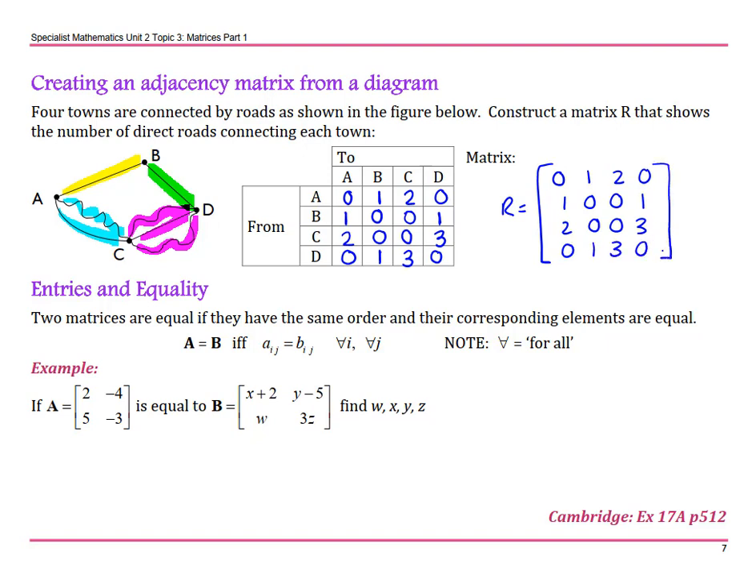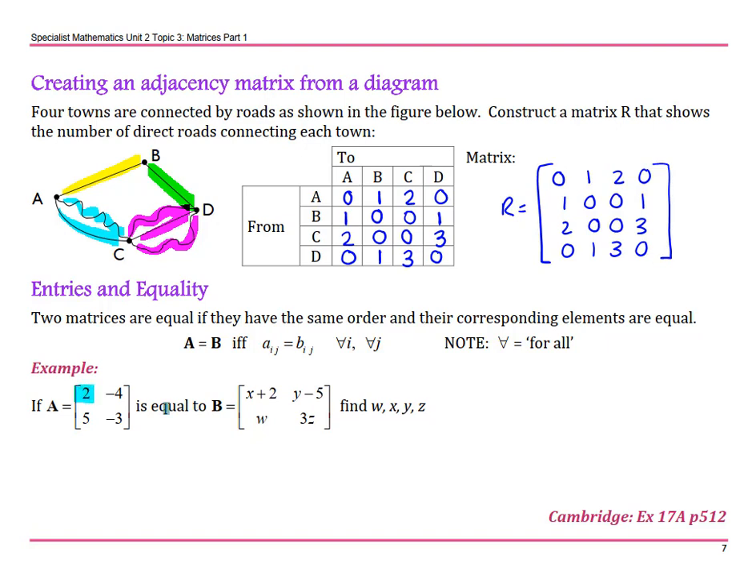Now, entries and equality. 2 matrices are equal if and only if they have the same order and their corresponding elements are equal. So matrix A equals matrix B if and only if Aij equals Bij for all i and for all j, remembering that the upside down A means for all. Let's look at an example. If A is 2, -4, 5, -3 and is equal to B, x plus 2, y minus 5, w, 3z, find w, x, y, and z.